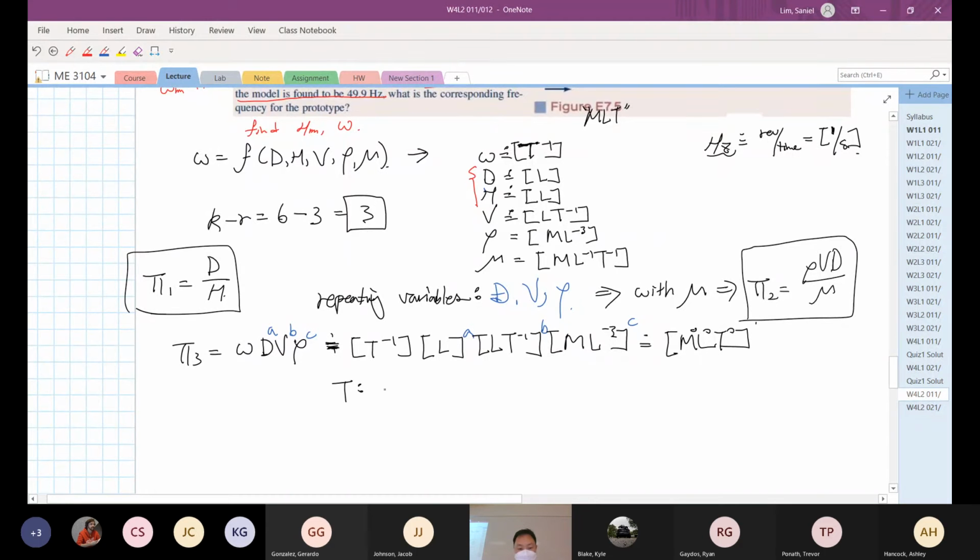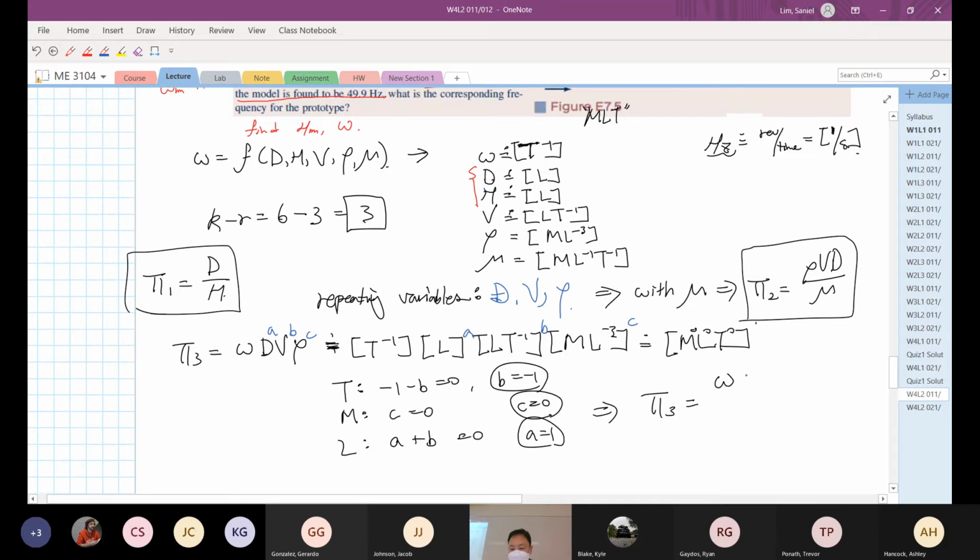first, T is the easy one: minus 1, minus b equals 0. So b is minus 1. Then there's M. We have just one M, which is c, should be 0. Okay, easy. Then L, we have a plus b should be 0, so a is 1. The last one is now we have omega. a is for D, and there's no density. We just have a velocity. So this is the third one.